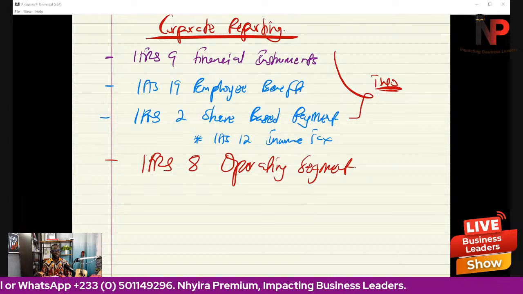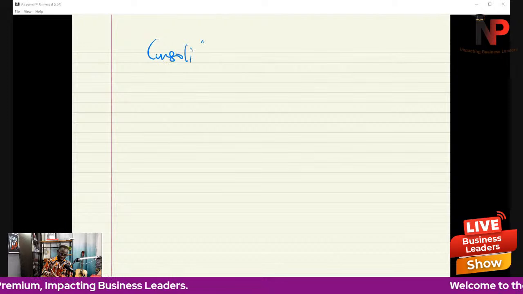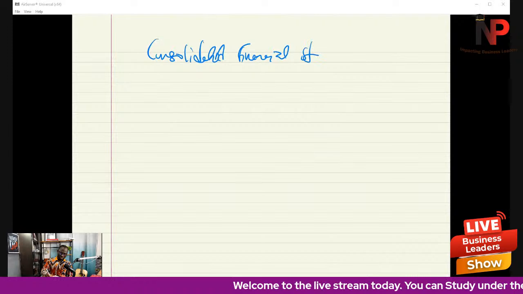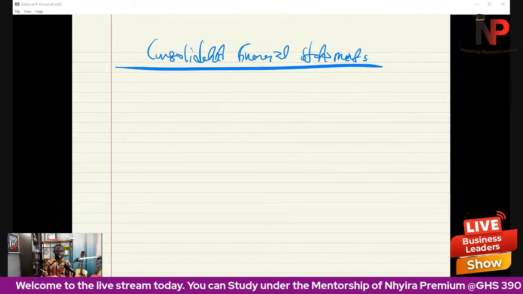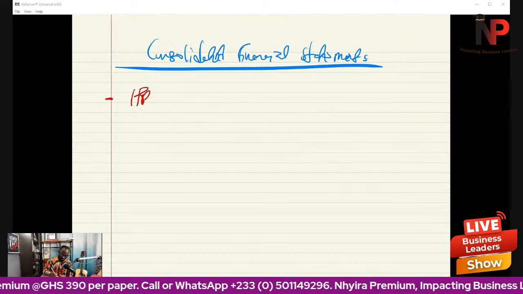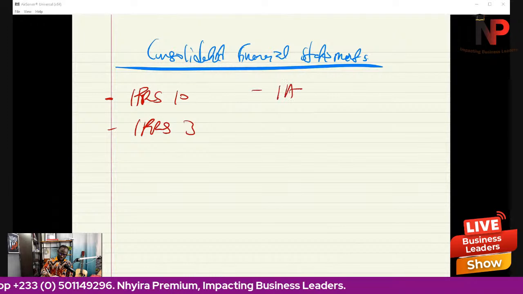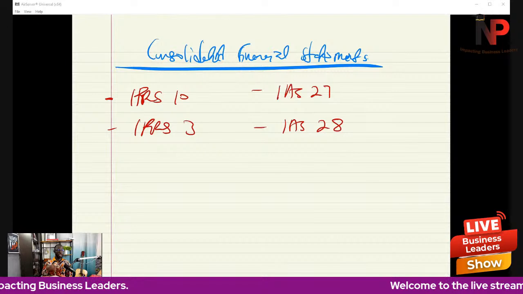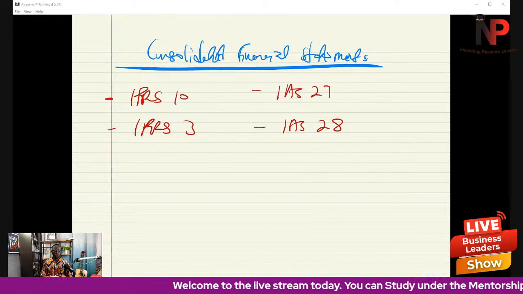Then for consolidated financial statements, there are standards about consolidated financial statements. And we may have theories on that, or we may not have theories about standards. So you must know the standards that are related to consolidated financial statements. And that is going to be the issue about IFRS 10, IFRS 3, IAS 27, IAS 28. Okay, these are consolidation-related standards that you would have to also know about. And you know, when it gets to consolidation, you're going to be dealing with that later on.